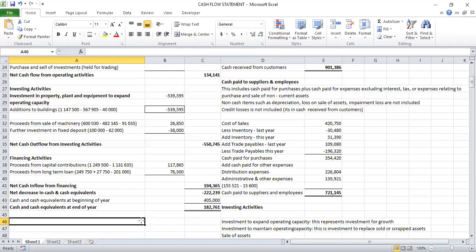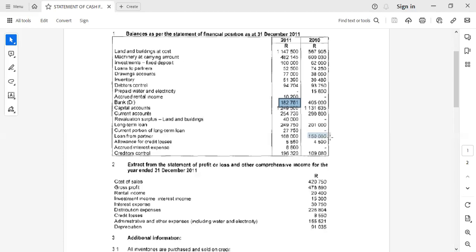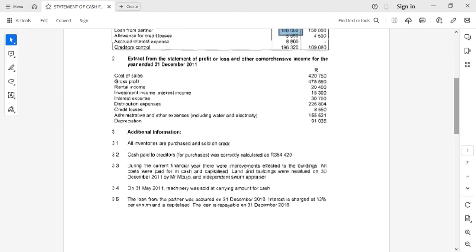At the financing activities, you looked at the long-term loans, then at the long-term loan to partner, but not at the long-term loan from partner. It is relevant, but there was no cash from them. It changed from 150 to 168. How much is the increase? That's 18,000.